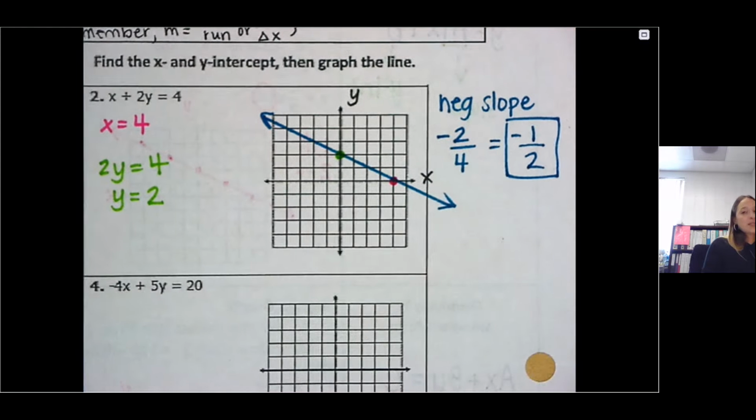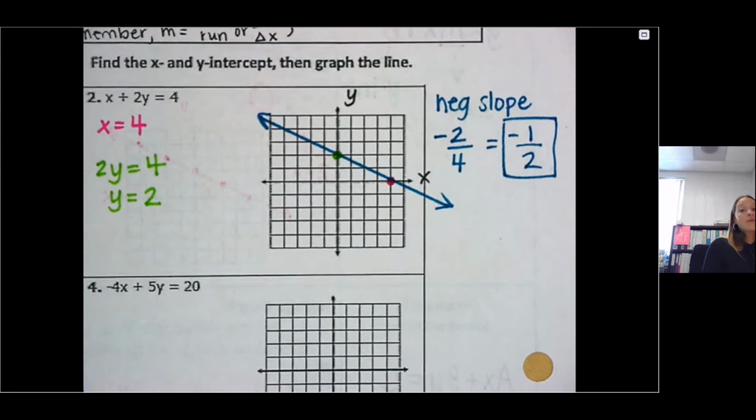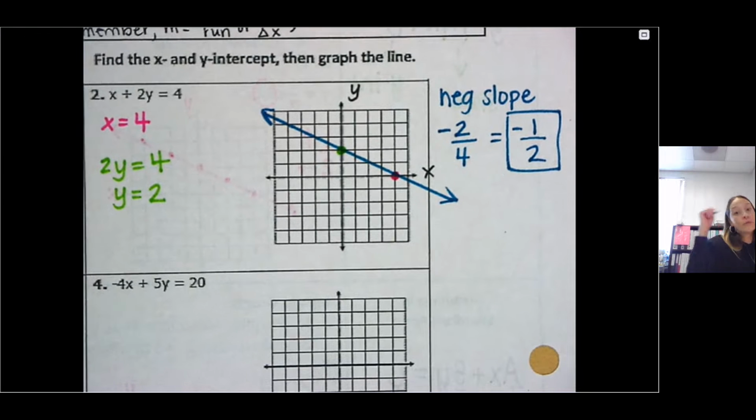Yes, you should. Well, technically, yes. Am I going to count it wrong if you put negative 2/4? No, but I'm going to write reduce next to it.